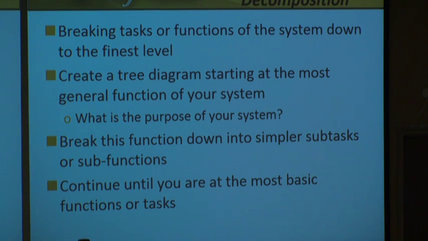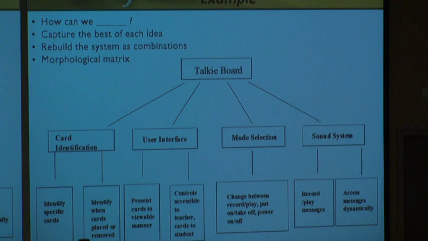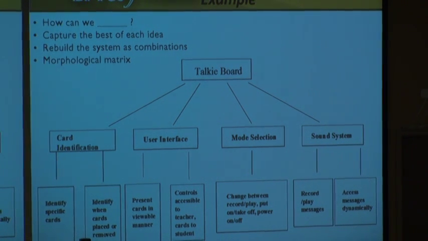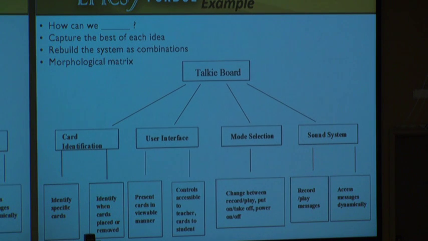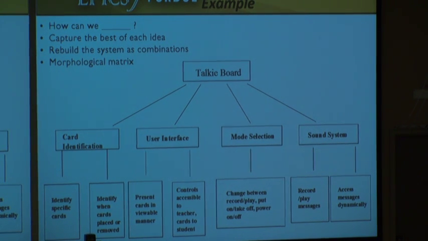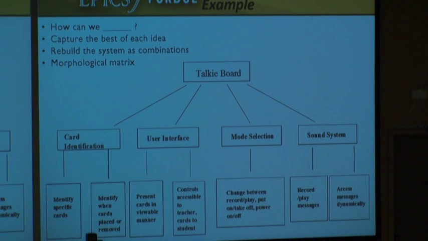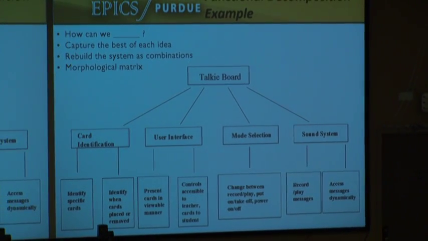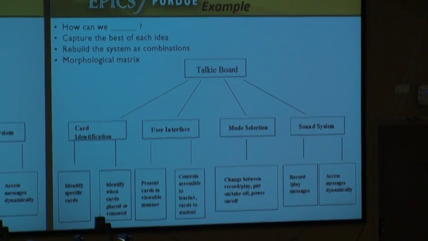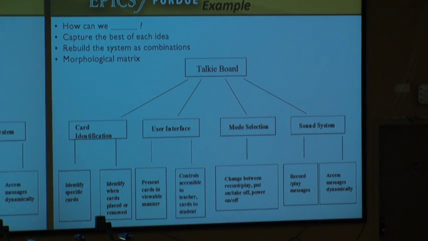So you break it down to the purpose of the system and keep breaking that down. So as an example for the talkie board, we needed to identify the cards, which was one of the functions that our design needed to be able to do. And so we could then brainstorm different ways to do that. And then it needed to have a mode selection or play sounds. So these were things it needed to be able to do. And so you can come up with different solutions and then try and combine them in ways that are innovative or unique or efficient.